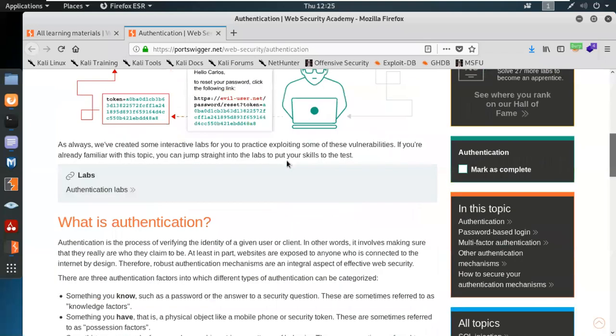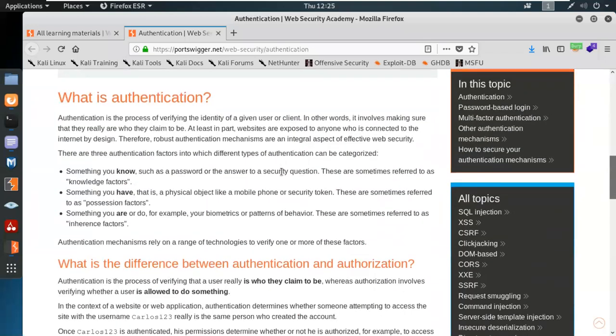So what exactly does authentication mean over here? That's the important part. Authentication is a process to verify a given user or client. It involves making sure that they really are who they claim to be, meaning they are part of the application. At the very least, websites are exposed to anyone who is connected to the internet by design. Therefore, robust authentication mechanisms are an integral aspect of web security.